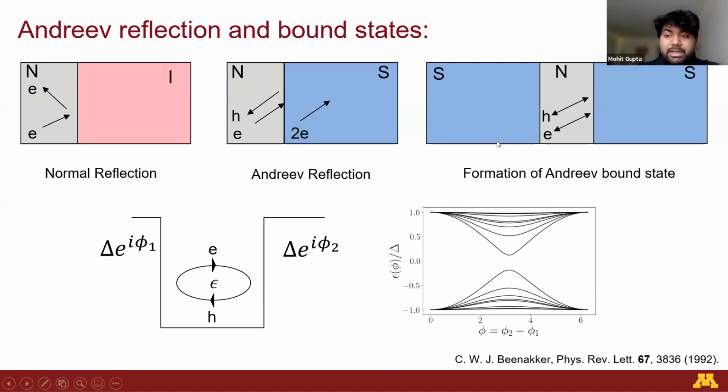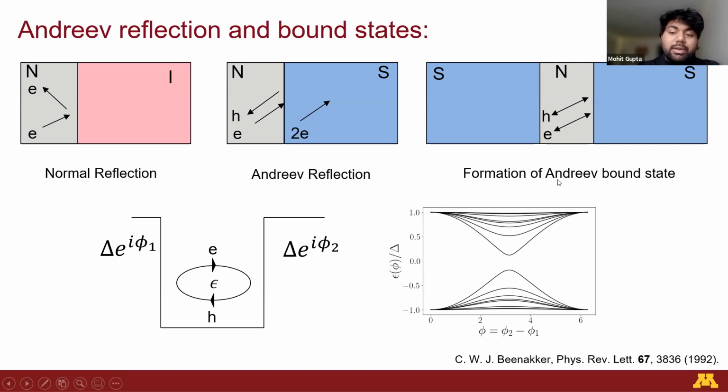Now one could imagine placing another superconductor on the left of this structure. Now the electron that got reflected back as a hole can get reflected back as an electron again, and then the electron could get reflected back as a hole again. This process could continue perpetually, and one could think of this electron-hole quasi-particle as a bound state between the two superconductors. This is known as an Andreev bound state that is formed in this SNS structure, which is also known as a Josephson junction.